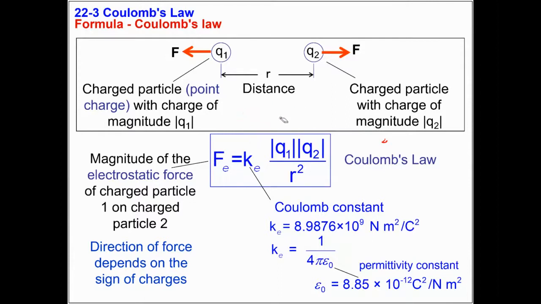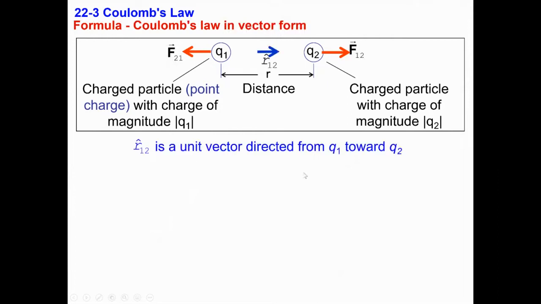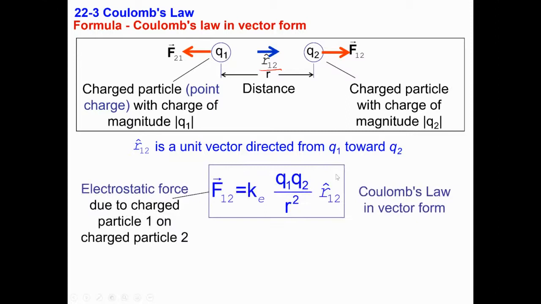Now, there is a vector form of this equation, but it's a little bit confusing. I will just show it to you for completeness, but I don't advise you to use it because you can easily get confused. All right, so this is the vector form. Let's assume we have Q1 and Q2, and we are interested in the direction of the force F21. Here, this is a vector that extends from particle 1 to particle 2. R12 is a unit vector directed from Q1 towards Q2, all right? And so now we can write this in vector form.